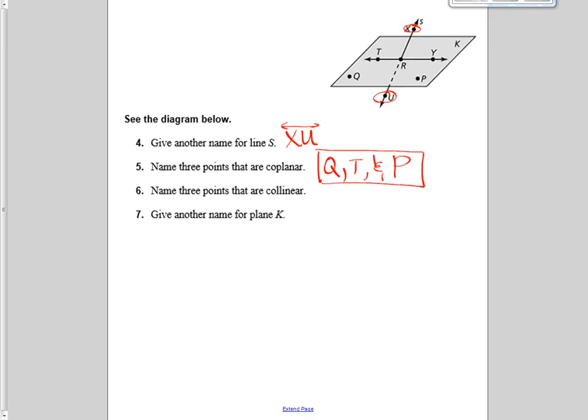It's the name of the plane, it's not a point. There's no dot next to it. K is not a point. It's the name of the plane. And so I've got these 5 points in here: T, R, Y, P, and Q. I can name 3 of them and name them.